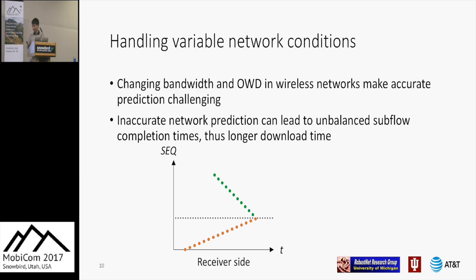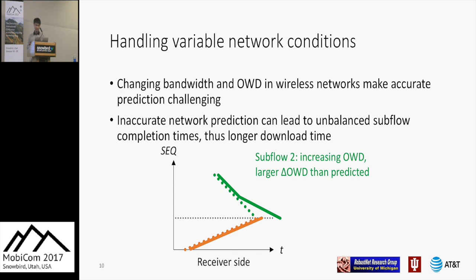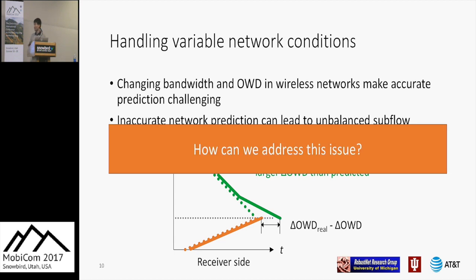For example, in this figure, similar to the previous slide, the dotted line is the predicted data transmission over each subflow. You will see that if subflow 2 has a sudden increase in one-way delay, the one-way delay difference in DEMS will be underestimated. In that case, at the sender side, we will see that the subflows finish at different times. So how can we address this issue?